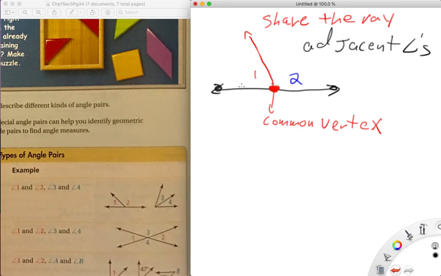So angle 1 would be this angle here to the left. And this ray in the middle is shared by both angle 1 and this angle over here to the right, angle 2. So they share a ray, they share a common vertex, they're side by side with each other. That's why they have to share a common ray. If they're not side by side, then they're not adjacent.